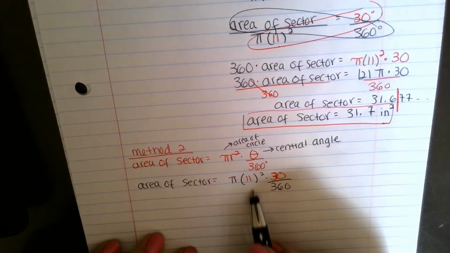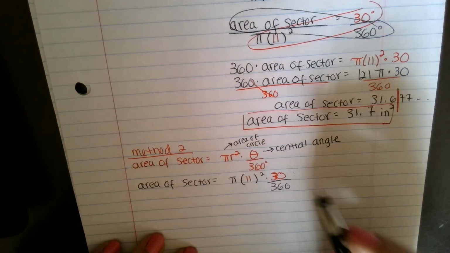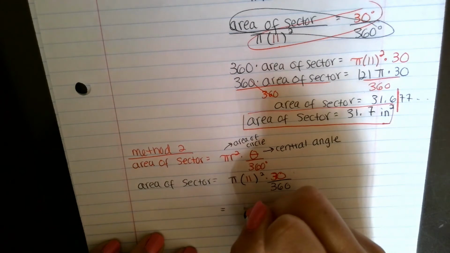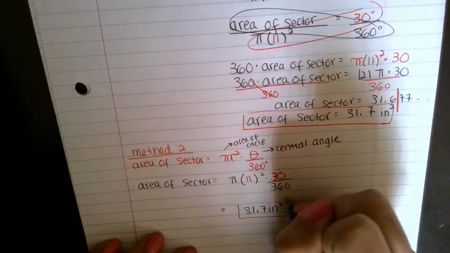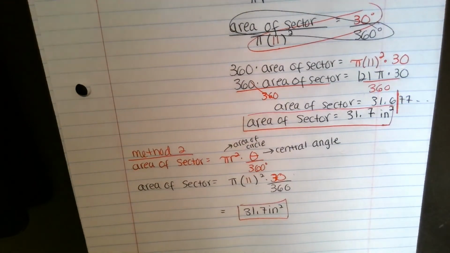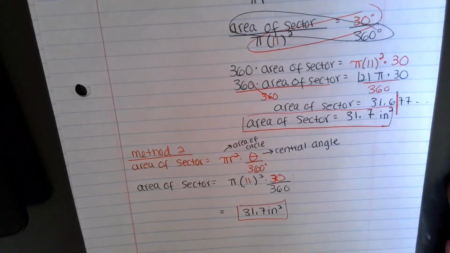Okay, so same thing. You're going to do the exponents first, then multiply by pi times 30. When you do all that, you are going to get the same answer, which will be 31.7 inches squared. Always round at the end. So you get the exact same answer, same style on both.